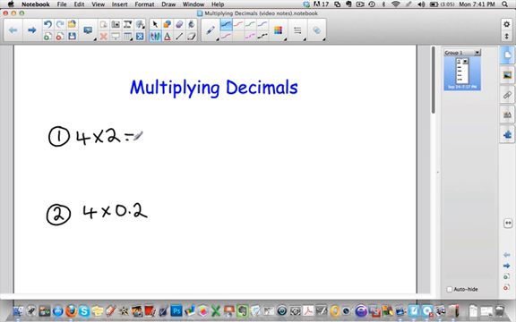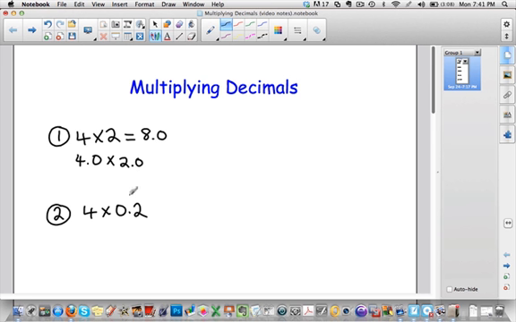4 times 2. Now, I'm pretty sure you know that 4 is really 4.0 and 2 is really 2.0, but we don't have to put the 0 on the end. So 4 times 2 is 8, or 8.0.